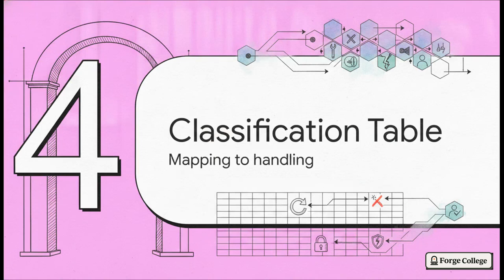Let's dive into part 4, building the classification table. We are mapping our sources directly to severity and handling. Let's draw up the structural, concrete contract between your client code and your operational policy.